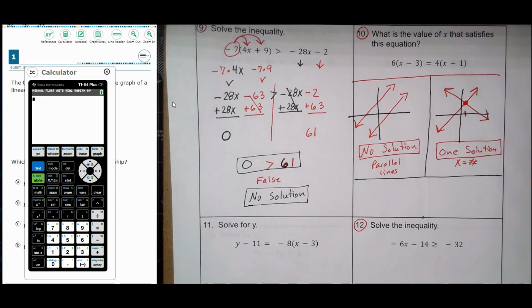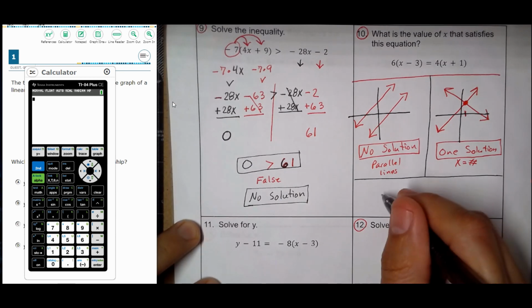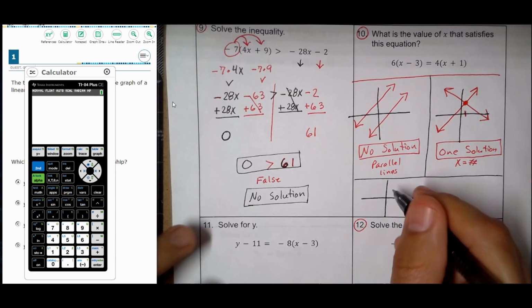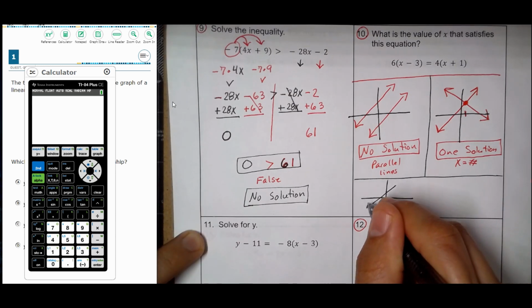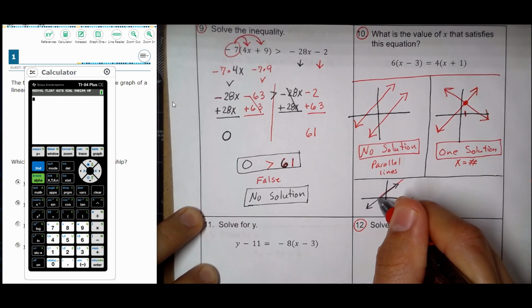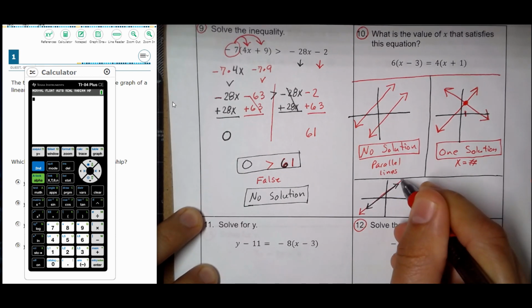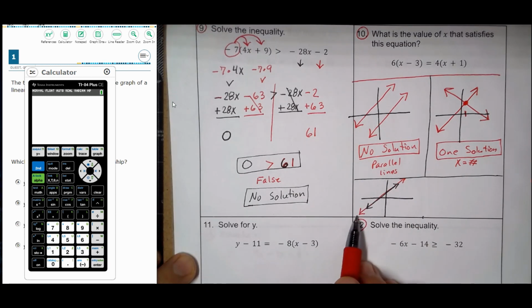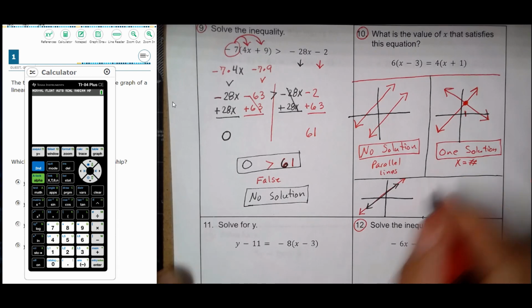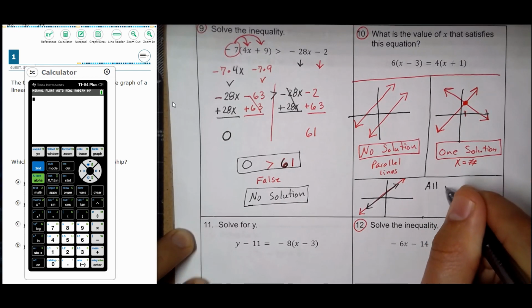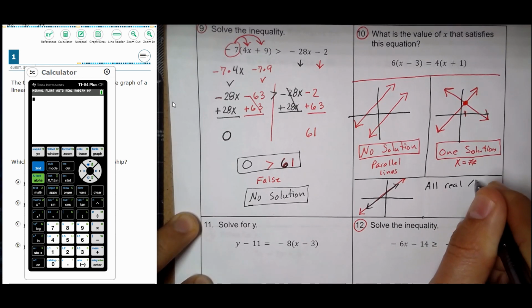So the next one is what we call all real numbers or infinite solutions. Sometimes what happens is you're given a graph, and even though the equations look different, they represent two lines, and I'm going to do them in two different colors, but they're two lines that lie on top of each other. So they're equivalent equations. They may look different initially, but they're the same equation and they lie on top of each other. And therefore, in this situation, we like to say that the answer is all real numbers.